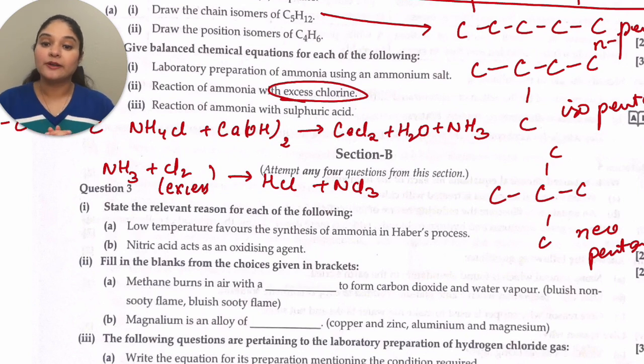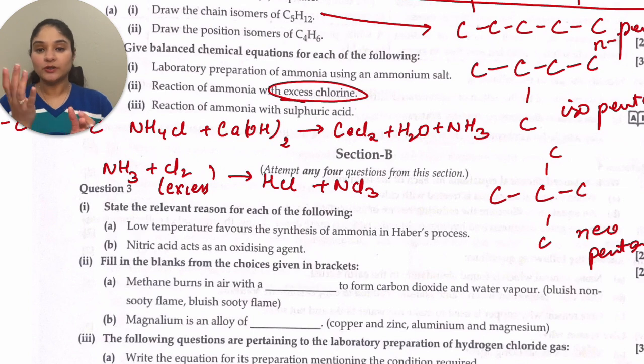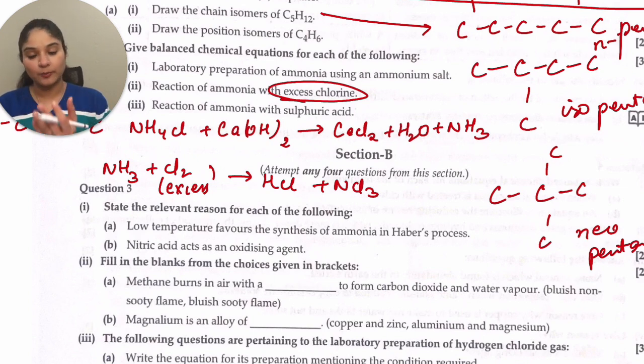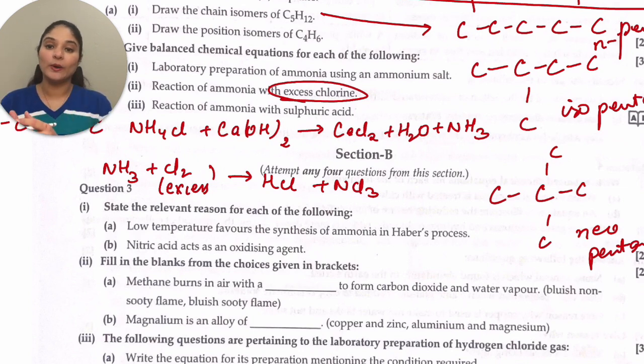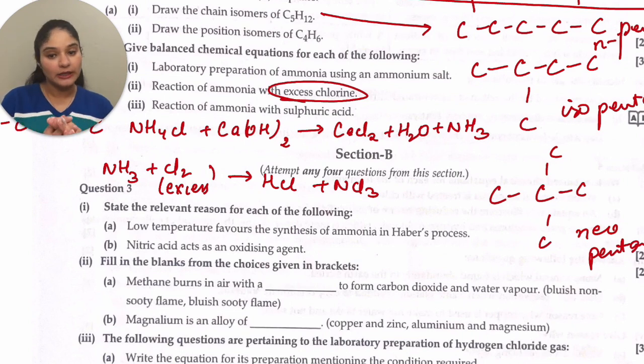Second part, nitric acid acts as an oxidizing agent. The reason for this is that when nitric acid decomposes, what is decomposition? You have nitric acid, you keep providing heat to it. When it decomposes, it produces nascent oxygen, and this nascent oxygen easily oxidizes any element that you put along with that. That is the reason nitric acid is a good oxidizing agent.